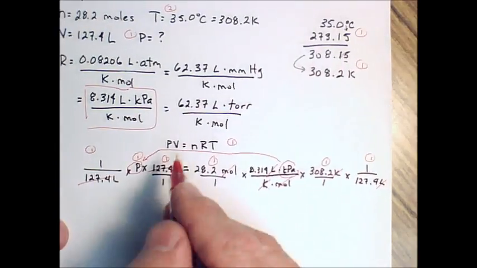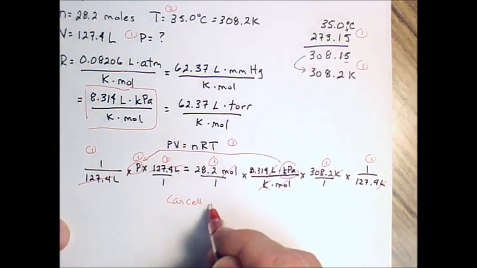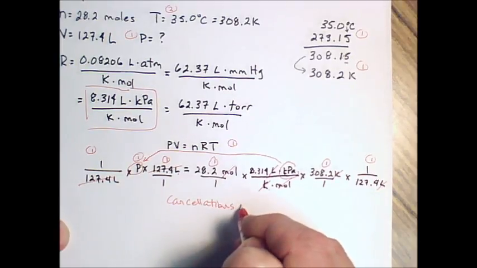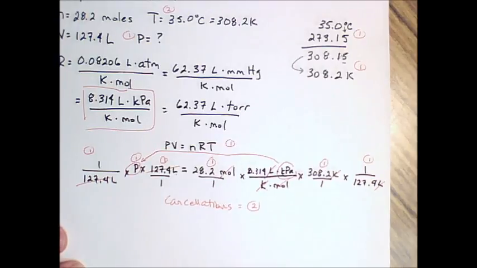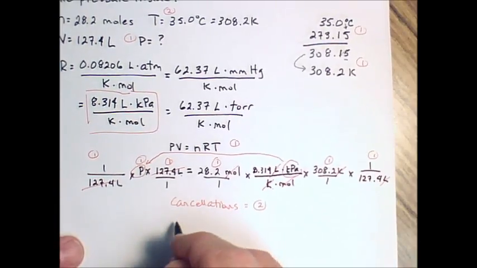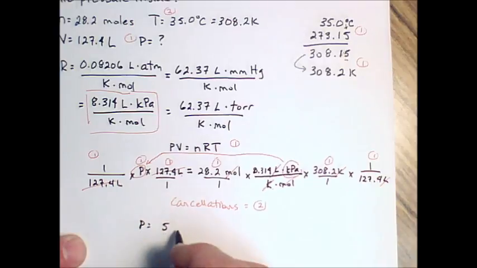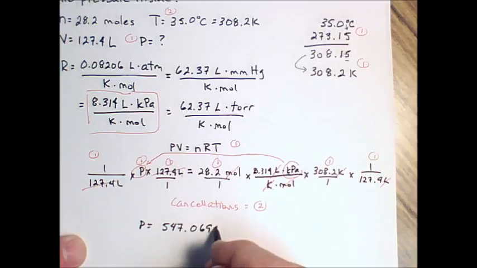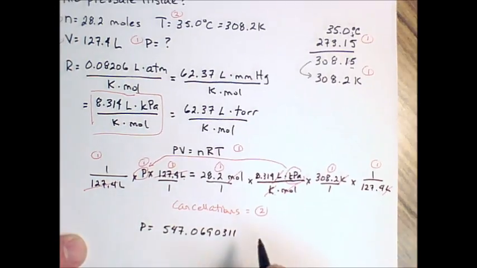So we're going to give all the cancellations 2 points. It's worth 2 points. Okay. Now we want to write our unrounded answer. And the unrounded answer is P equals 547.0690311 kPa.